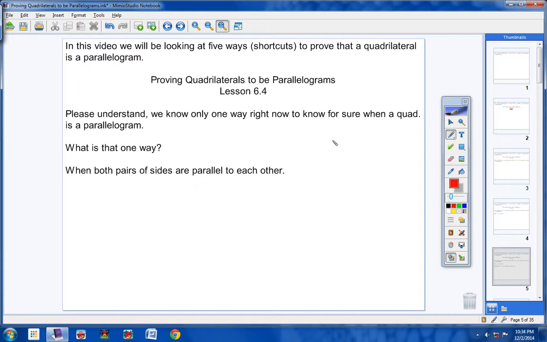Okay? So, if you had a quadrilateral that looked like this, and you had arrows here, and arrows here, then you would know for sure this side here is parallel to this side here, and you would know this side here is parallel to this side here. So then you would know for sure that you had a parallelogram. Okay? But right now, that's the only way that we know to prove that a quadrilateral is a parallelogram.